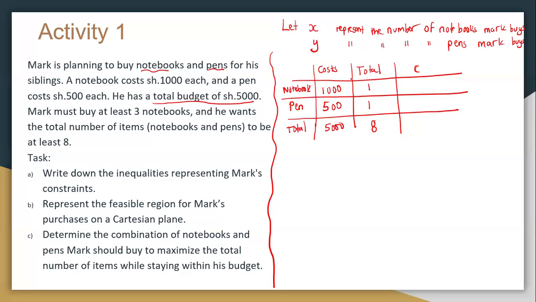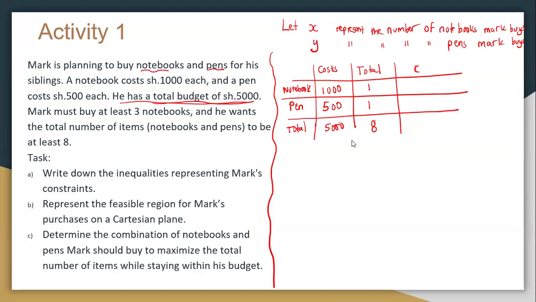Now, after drawing this table of mine, I'm going to extract. But as I'm extracting, I need to know which kind of inequalities I am going to use. So they are telling us that he has a total budget of 5,000. Members, what did we say? That when someone has a total amount, which kind of inequality do we use? Put in the chat. Which kind of inequalities are we going to use? Very good, Kisachi.